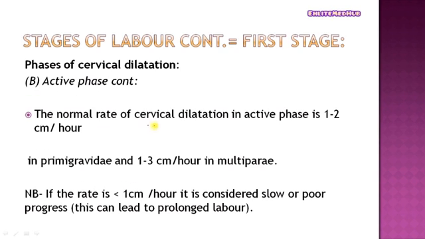The normal rate of cervical dilatation in active phase is 1 to 2 cm per hour in primary gravida and 1 to 3 cm per hour in multipara. Note that if the rate is less than 1 cm per hour, it is considered slow or poor progress. This can lead to prolonged labor, resulting to various complications in pregnancy.